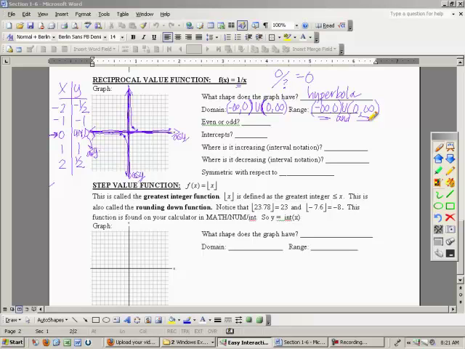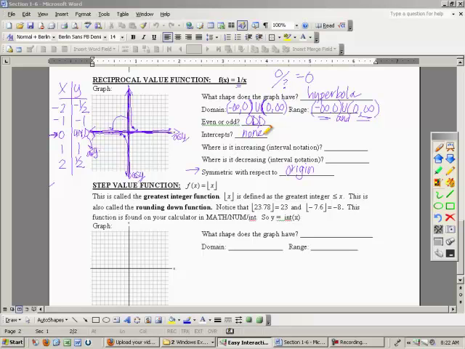Okay? Is this an even or an odd? Well, I can't take this graph and reflect it over here, but I could rotate it around. So this is an odd graph, which means it's symmetric to the origin. Do I have any x-intercepts? The answer is none, because it never touches this axis.